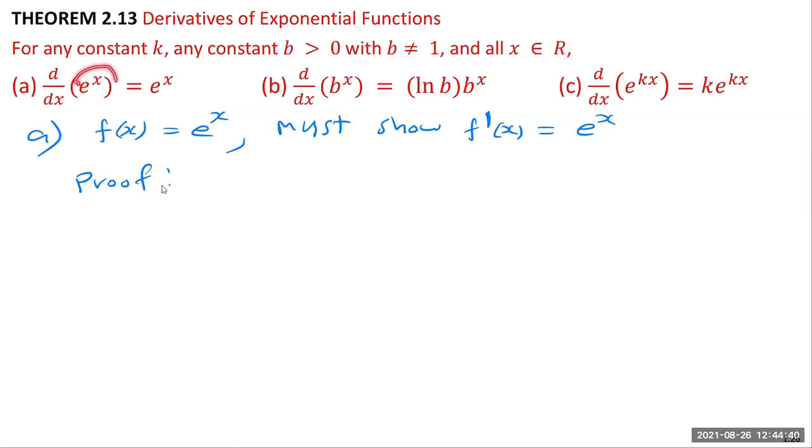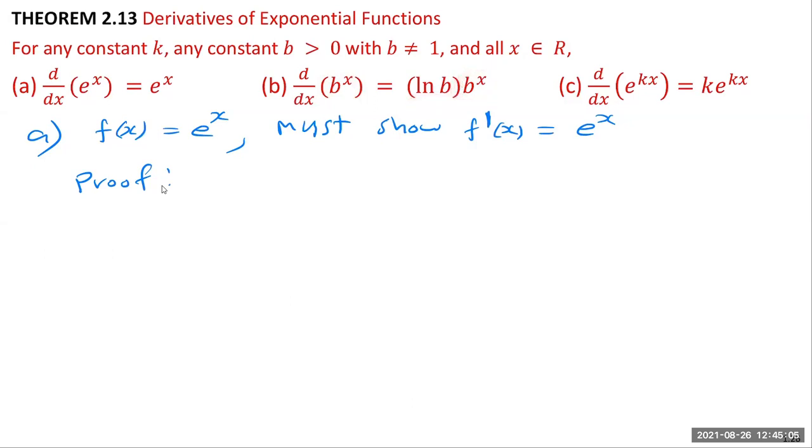The derivative of e to the power x is e to the power x itself. Okay, d over dx of e to the power x means the derivative of e to the power x. That's how you denote the derivative of e to the power x. So the derivative of e to the power x is e to the power x itself, and then the derivative of b to the power x is ln b times b to the power x.